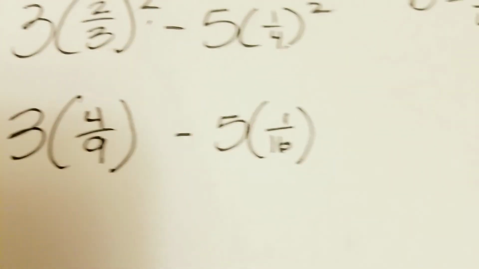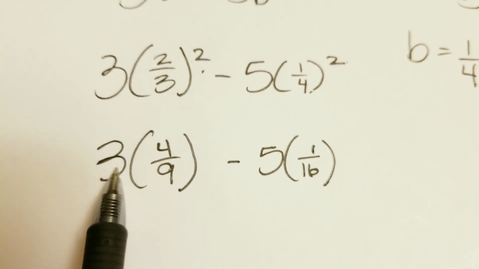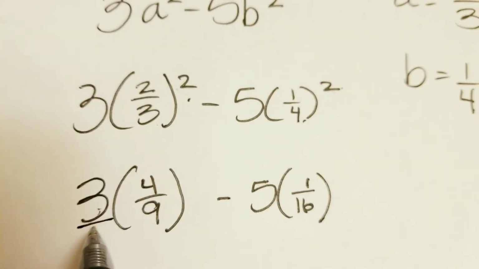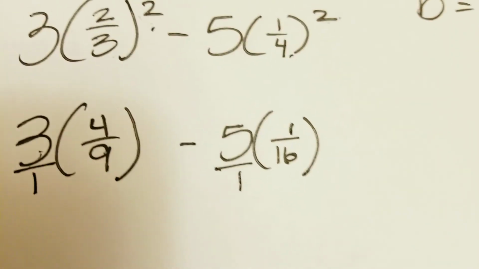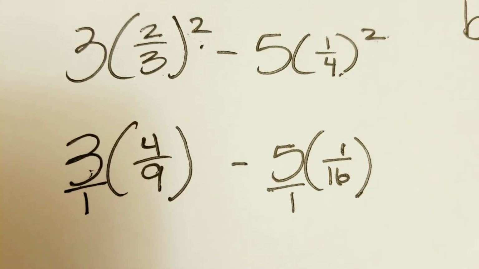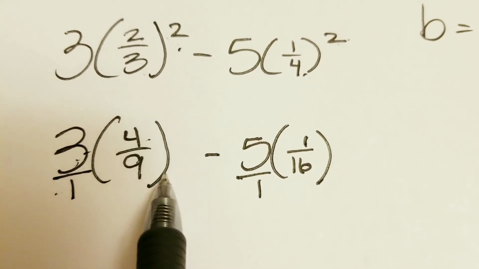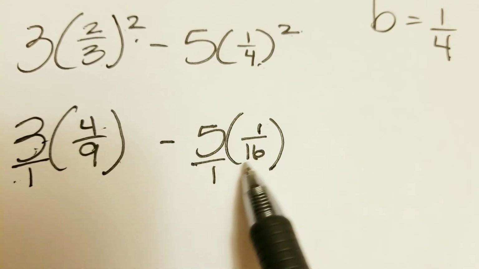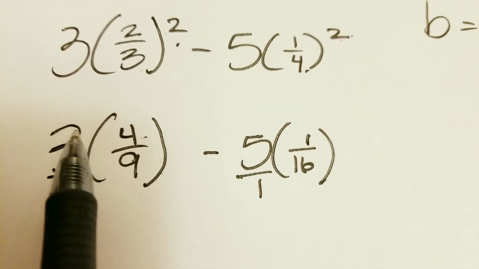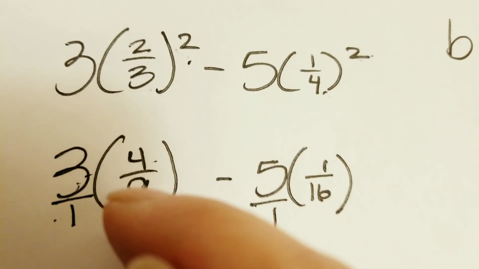1/16. Okay, so now we have a few things we can do here. We can multiply our numerators together, because if you remember, 3 is like saying 3/1, and 5 is like saying 5/1. And we can just multiply our numerators straight across and our denominators straight across. However, I do see right here that I can cross cancel.